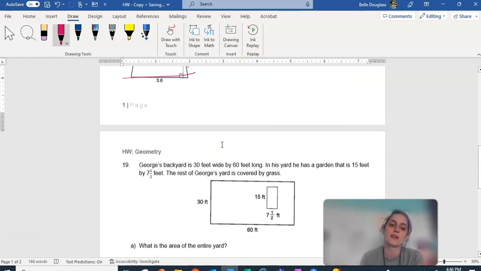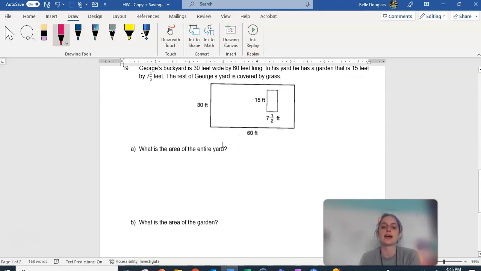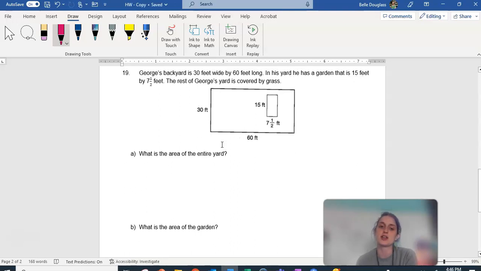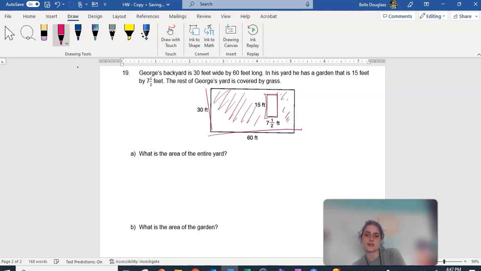On the back, we have this beautiful backyard. George's backyard is 30 feet wide and 60 feet long. And then he makes a little garden in his yard. It doesn't take up all the space, but it takes up some space. If it's garden, it's growing vegetables or flowers or something that's not grass. And if it's the yard, we're going to assume the rest of his yard is grass. Obviously, my grass is pink. You don't have as fancy a yard as I do.